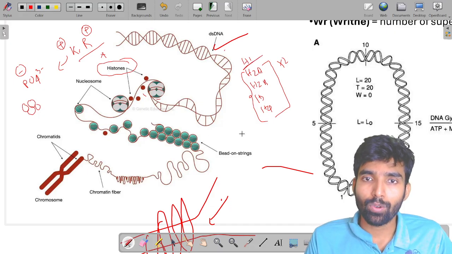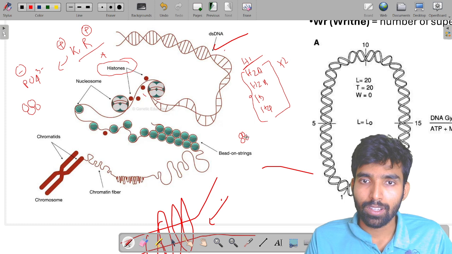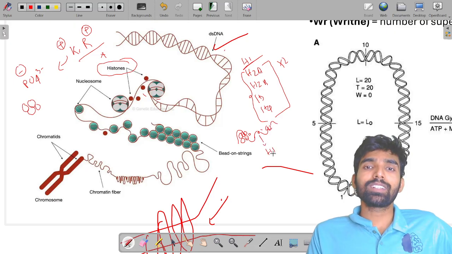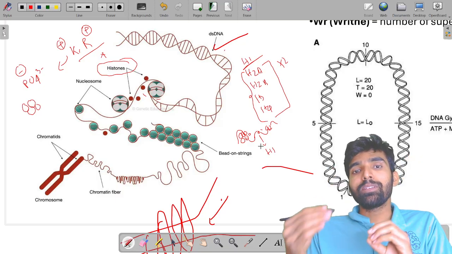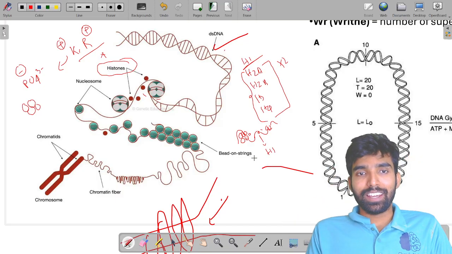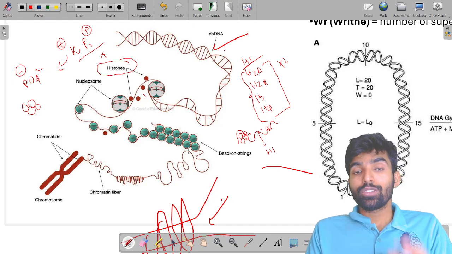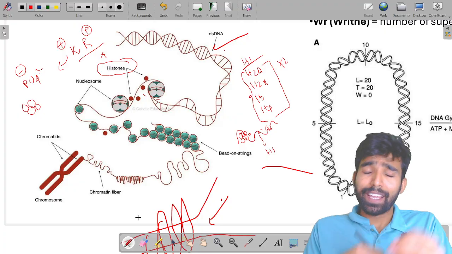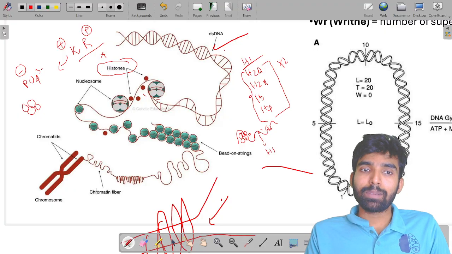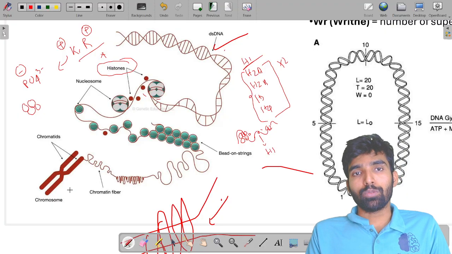Let's say one core nucleosome is connected with another nucleosome through H1. So this is the H1. I hope it's clear. So remember, this histone protein helps in packaging, nothing else. Once it's packaged, it makes a bead-on-string kind of structure, and then through compaction again and again, it makes the chromatin fiber and finally the chromosome.